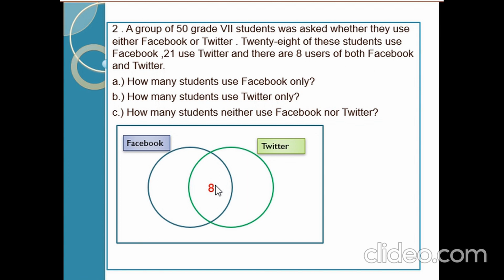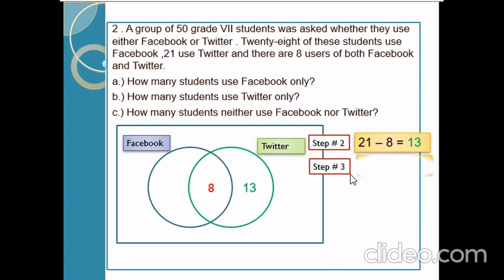Now let us have the second to the last statement. 21 use Twitter only. So we will subtract 21 by 8. We will get 13. Next, 28 use Facebook only. So 28 minus 8 is equal to 20.